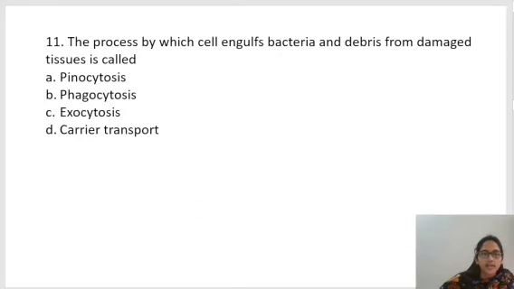So the process by which a cell engulfs bacteria and debris from damaged tissue is called... So you all know the answer for this. This is phagocytosis. Yes, the answer is phagocytosis.